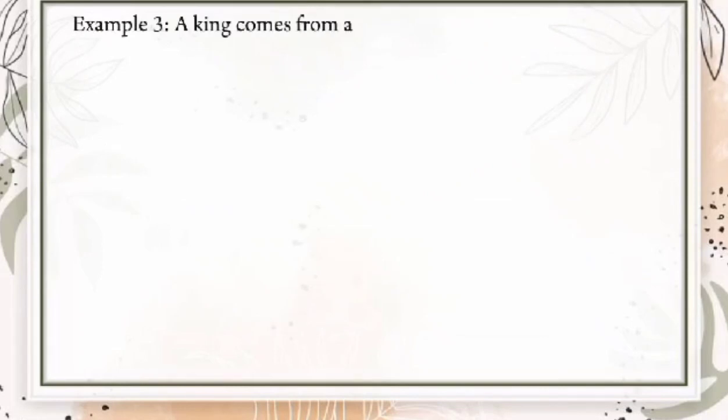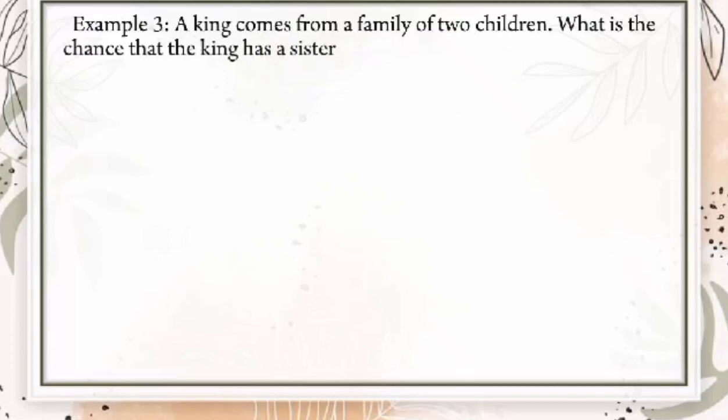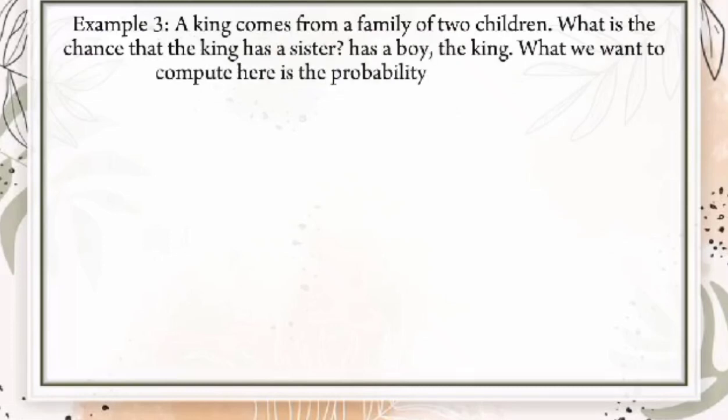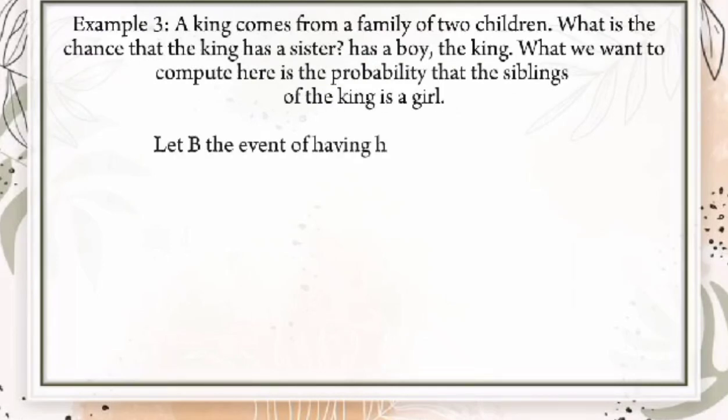Example number 3. A king comes from a family of 2 children. What is the chance that the king has a sister? As the king comes from a family of 2 children, we are given extra information that this family of 2 children has a boy, the king. What we want to compute here is the probability that the sibling of the king is a girl.